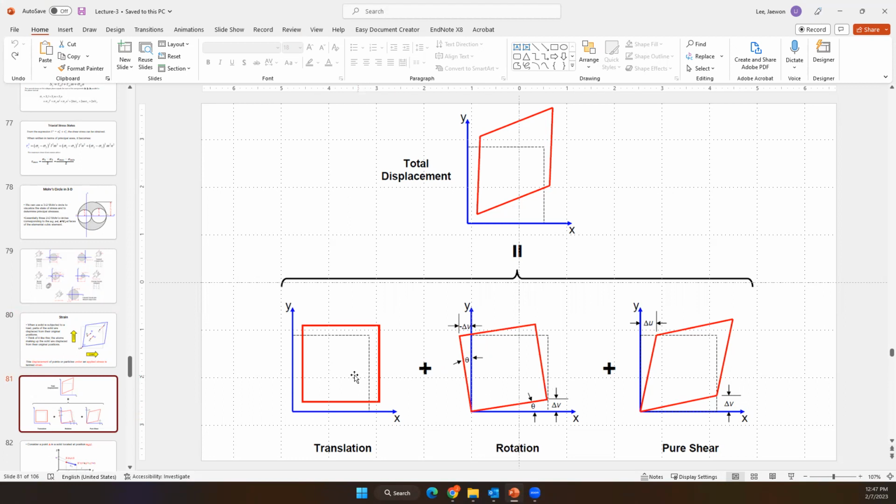Translational displacement changes the position. As you can see, there is no shape change, but there are position changes. Rotation is where the shape is rotated relative to the standard position, and at that time you can get the rotation angles. If we consider shear, the shape changes. You can see the shape could be changed.